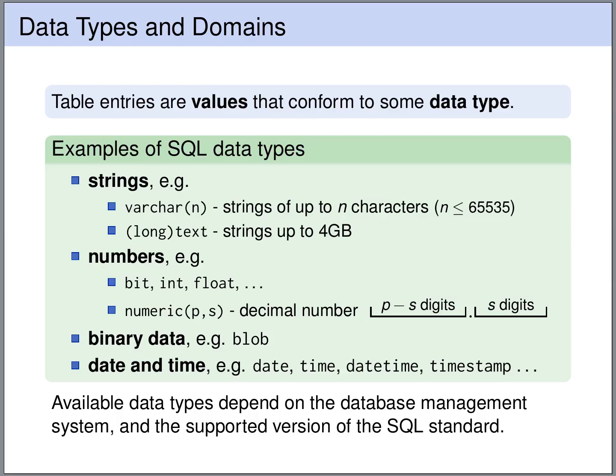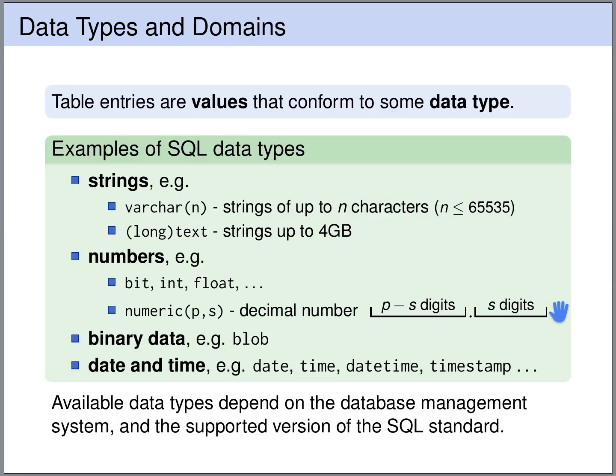If we need strings longer than 65,000 characters, we can use long text, which can store strings up to 4 gigabytes. We have also numbers, the usual types, bit, int, float, and so on. And we have also numeric p,s. This we will use more often in this course. This is a decimal number which has p digits in total, of which s are after the dot.